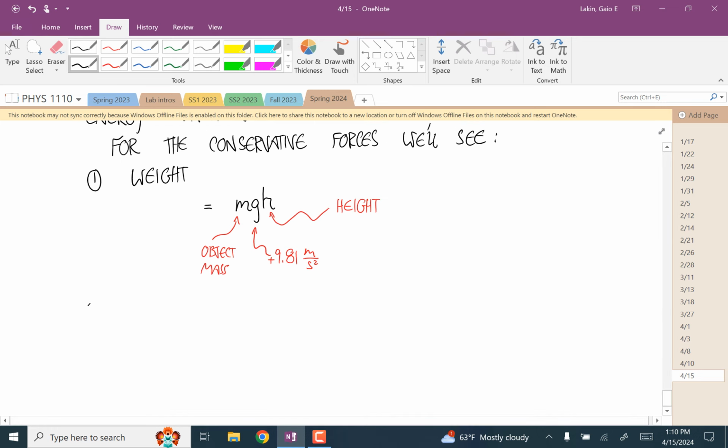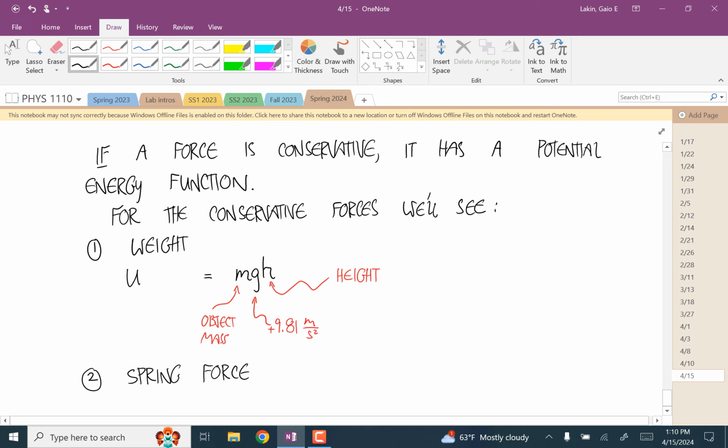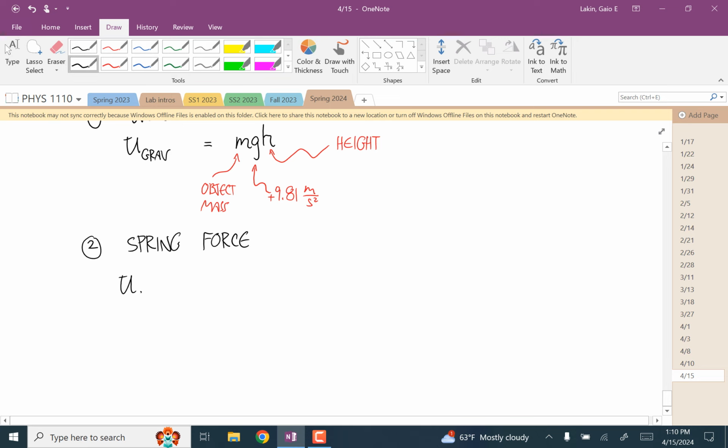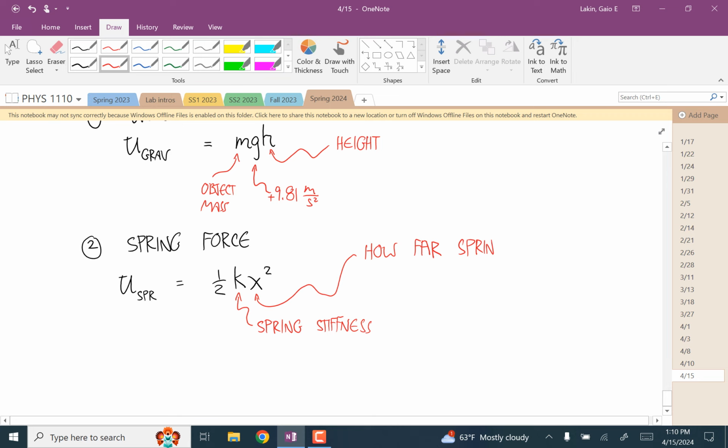The other one that we're going to deal with is spring forces. And the potential energy for a spring force, I'll call it U_spr, is equal to 1/2 times k times x squared, where k is the spring stiffness, and x is how far the spring is deformed from its resting length.